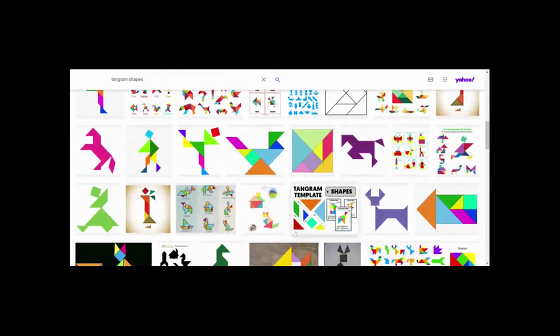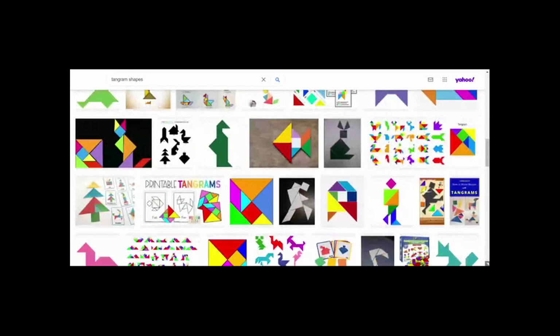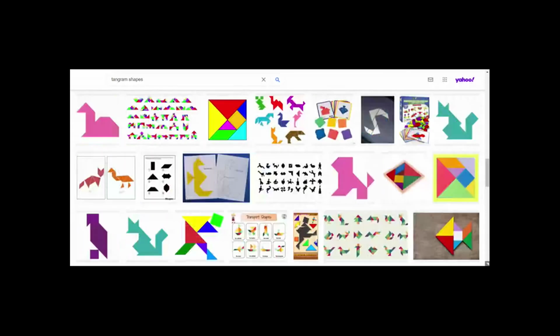There'll be 7 shapes here. 2 big triangles, 3 small triangles, and 1 square and a parallelogram. Using that, you make different shapes. This is called a tangram. Now, in this activity, what you have to do is take 2 triangles.